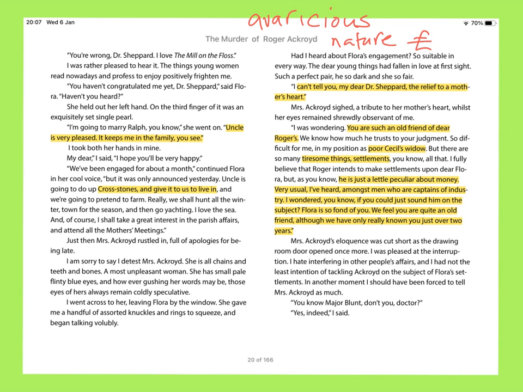Speaking of this avaricious nature in supposedly civilised people, Mrs. Cecil Ackroyd. So in she rustles, it says here, showing clear disdain from Shepherd towards her. She is all chains and teeth and bones, a most unpleasant woman.